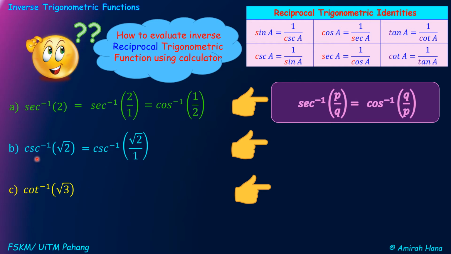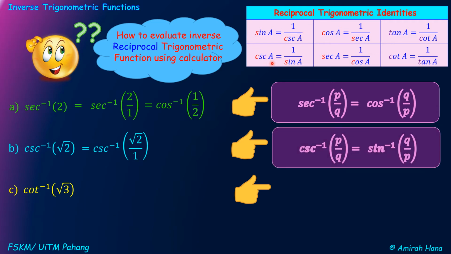And then how to evaluate inverse cosec 2 using calculator. Since there is no button cosec on the calculator, we need to change cosec to reciprocal function sine. So we get this: inverse cosec P over Q equals inverse sine, we just exchange, Q over P.